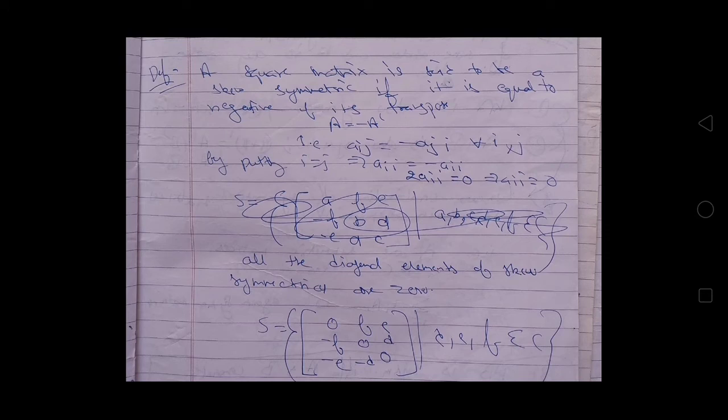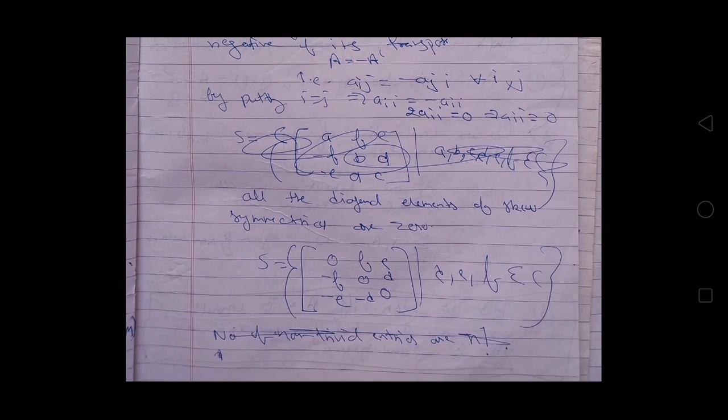Now what is a skew symmetric matrix? A square matrix A is said to be skew symmetric if it is equal to the negative of its transpose. That is, Aij is equal to minus Aji for all i and j. By putting i equal to j, Aii is equal to minus Aii, which implies 2Aii is equal to 0, which implies that Aii is equal to 0. All the diagonal elements of skew symmetric matrices are 0.